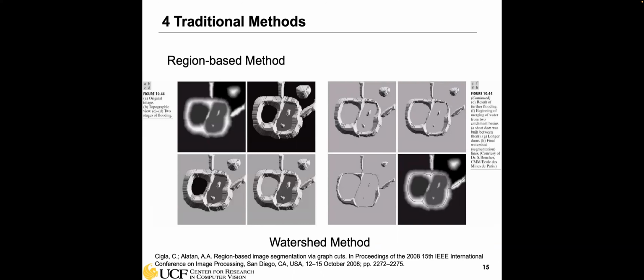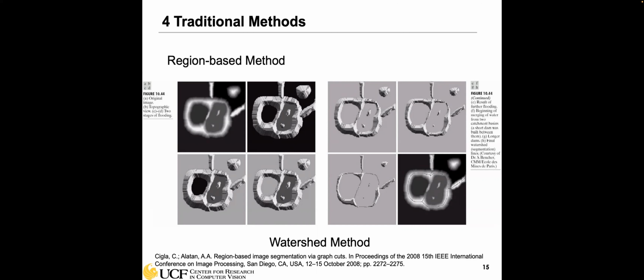Also, we have this region-based method, the watershed method. For watershed segmentation, simply put, to understand it we can make an analogy: you can think of an image as a surface, right? Where the bright pixels represent the mountaintops and the dark pixels represent the valleys, okay?